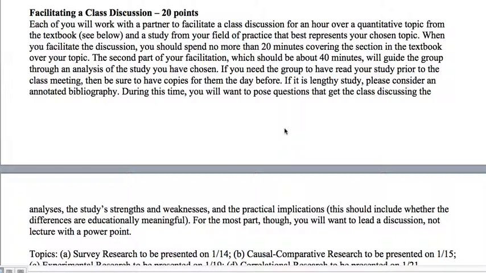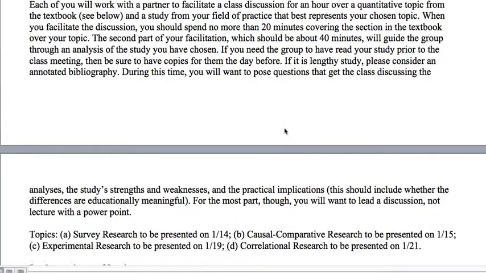Again, I'm going to be going over this in more detail on Thursday. As a matter of fact, I'm going to be modeling how I would want this facilitation of a discussion to be done using that day's reading.